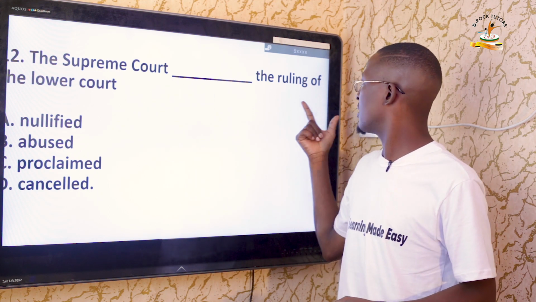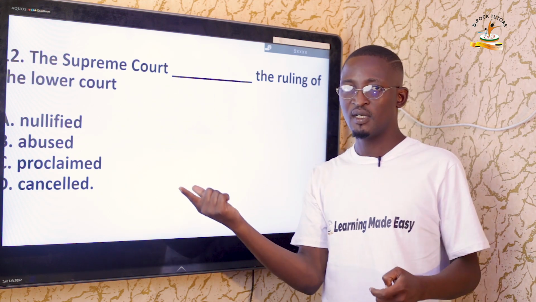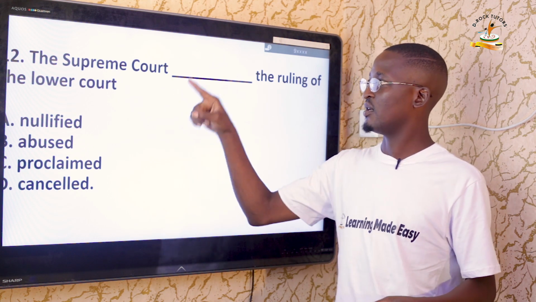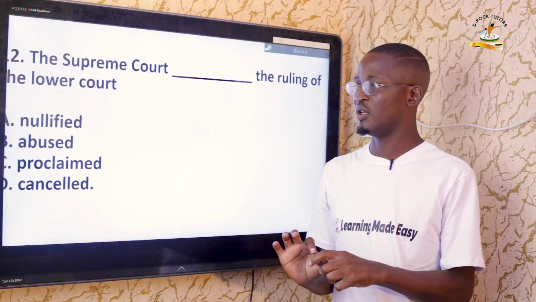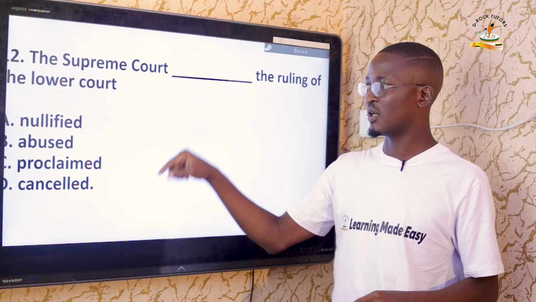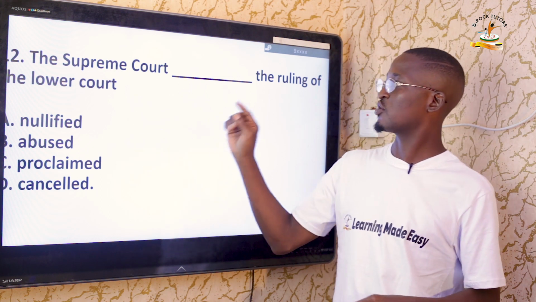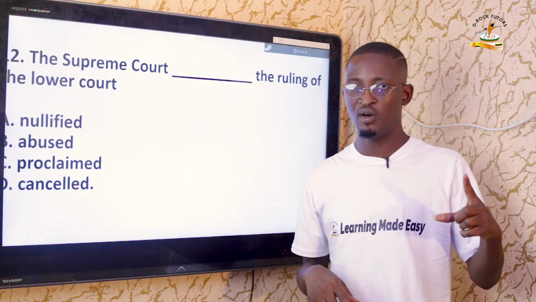Since the ruling of the lower court made a stand, and the higher court is trying to actually abrogate it, definitely that is nullified. That is, the Supreme Court nullified the ruling of the lower court.